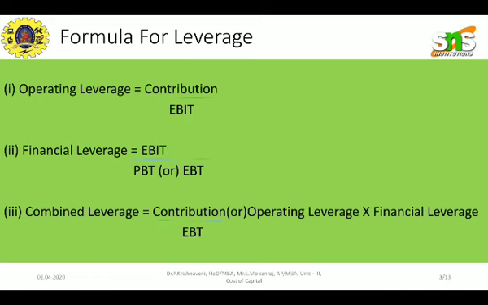Then the next formula is combined leverage. Combined leverage is equal to contribution divided by EBT, earning before tax, or operating leverage into financial leverage. There are two formulas for combined leverage. We can use any one of these two.